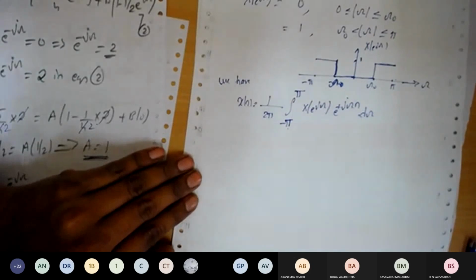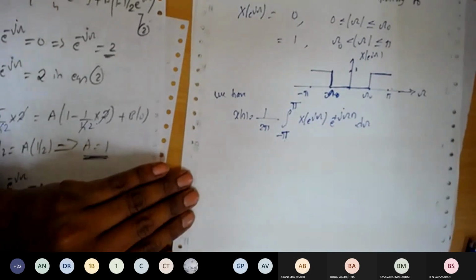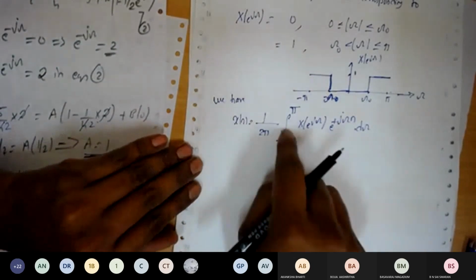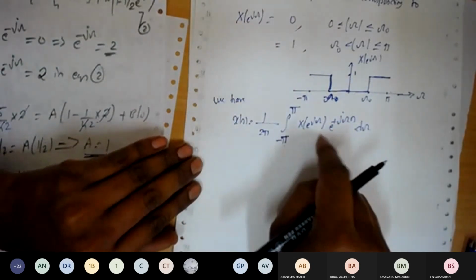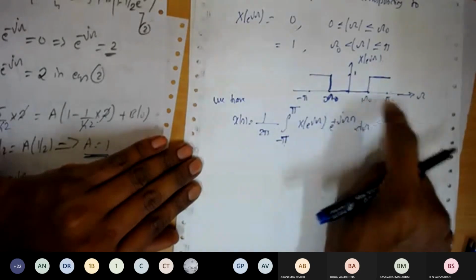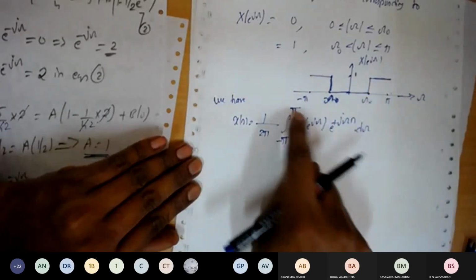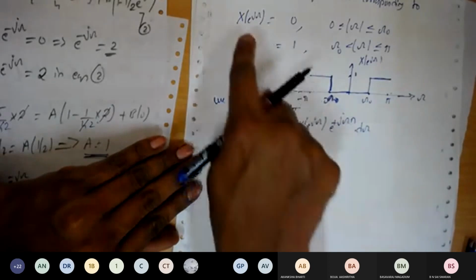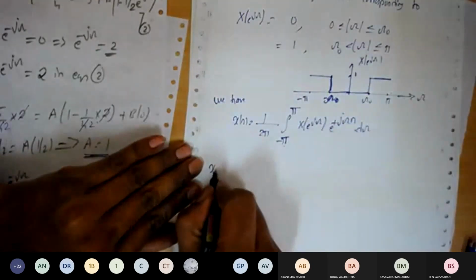Got it, right? So the differences I'm telling, and I think it's clear, are between the time domain and the frequency domain expression. Now, from minus pi to minus omega naught, it is equal to 1. Again, from omega naught to pi, it is equal to 1. I'm going to split the integrals into two parts based on the existence of the given signal. So I'm going to split here.